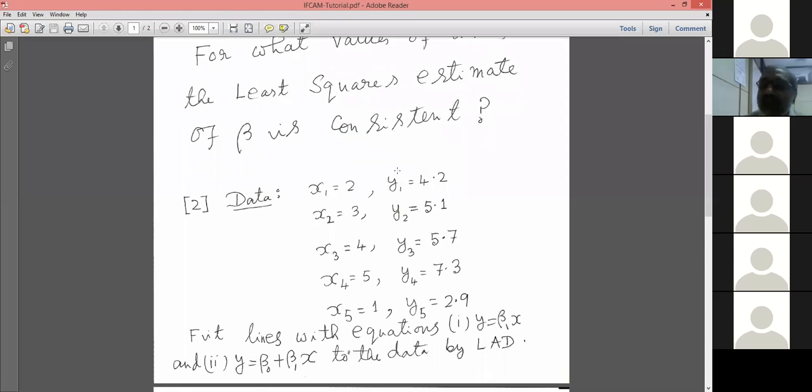And then I want to consider a line with an intercept and beta 1. In both the cases, these are two separate problems, 1 and 2. I want you to fit using the method of least absolute deviation. So first you do one where you are fitting y equal to beta 1 x. And you have to tell me what is the answer. You should not take more than 5-6 minutes, because I have discussed this in great detail yesterday.